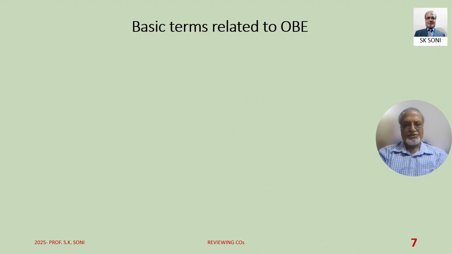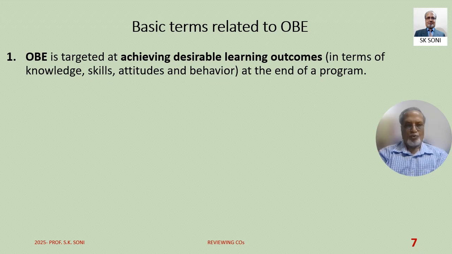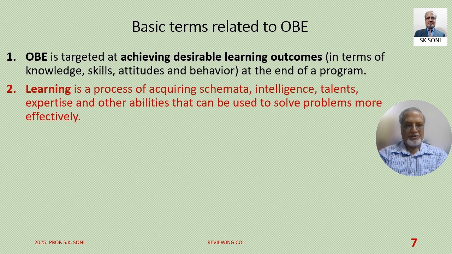Basic terms related to OBE. OBE is targeted at achieving desirable learning outcomes in terms of knowledge, skills, attitudes, and behavior at the end of the program. Learning is a process of acquiring schemata, intelligence, talents, expertise, and other abilities that can be used to solve problems more effectively.